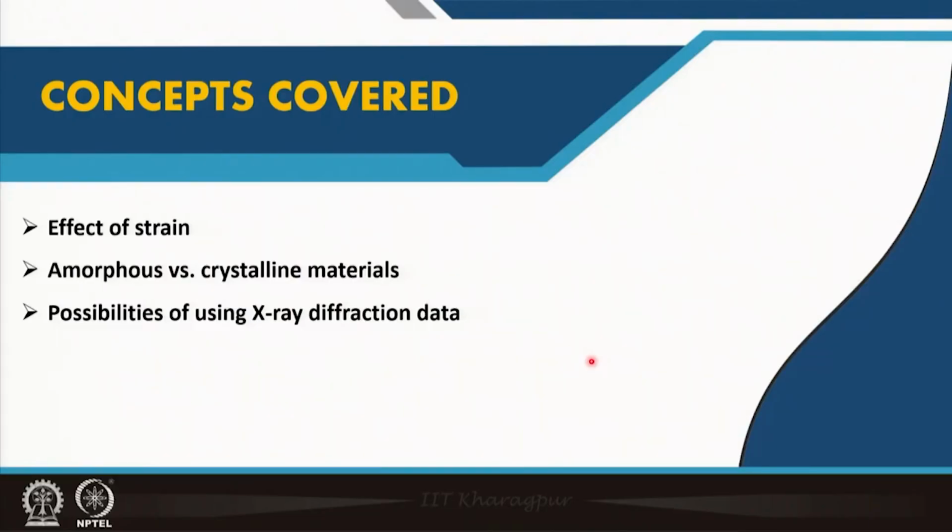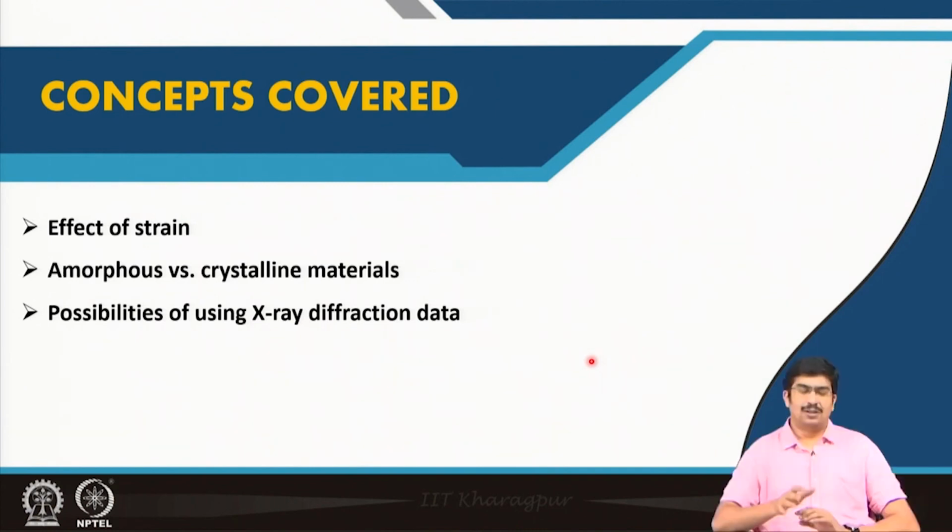And then we started discussing another effect, that is the effect of strain in the material, and we will continue that in this lecture as well. And then we will see another important factor, that is the difference between amorphous and crystalline materials. And finally, we will discuss the various possibilities of using this X-ray diffraction data very briefly, not going into any details about that. Okay.